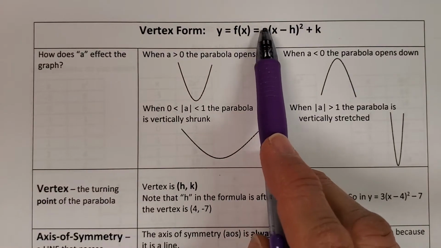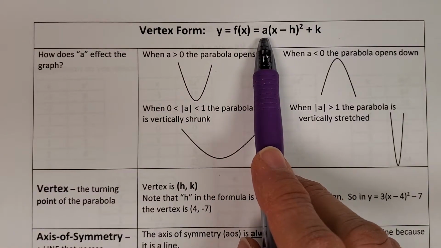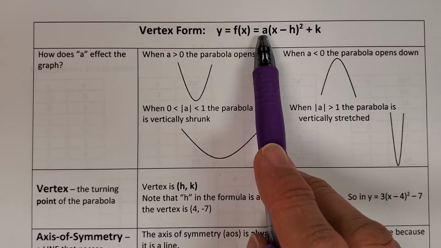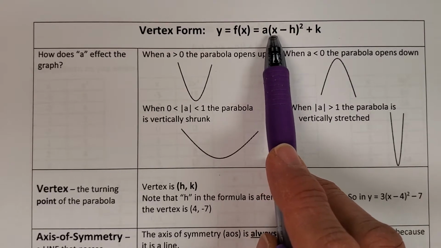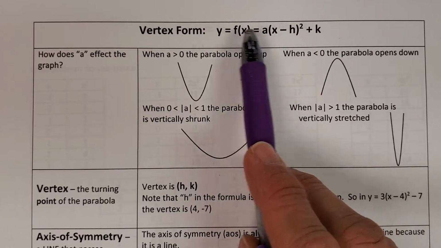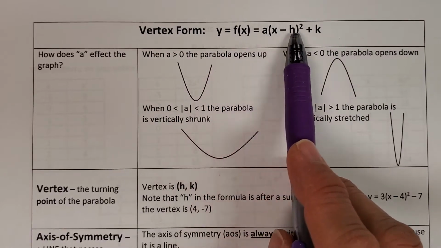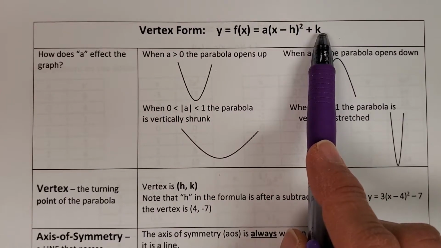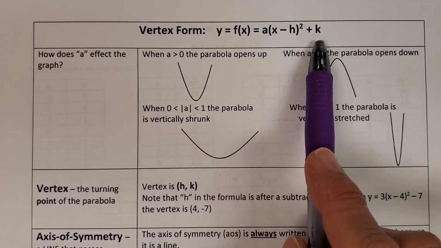Notice that the A that we've been talking about, that tells us whether the graph opens up or down, whether it's vertically compressed or vertically stretched, is in front of the parenthesis. You have an X. That's an actual X, just like this is an actual Y. All the other letters you see will have numbers with them. You won't see an H or a K or an A. You're going to see numbers.